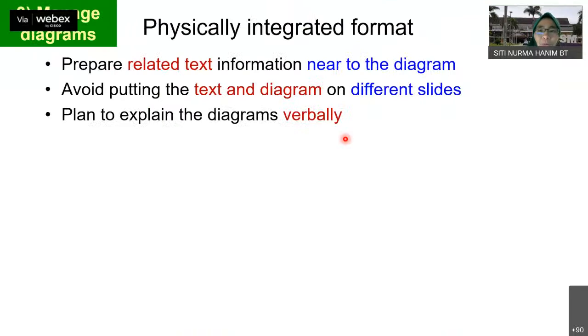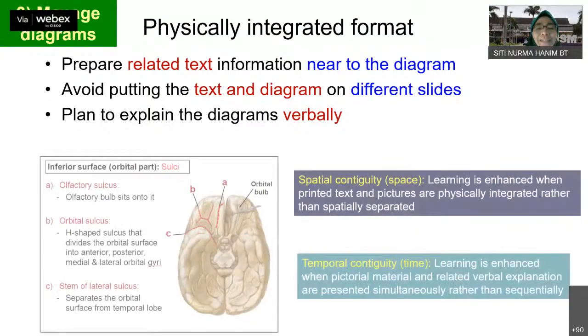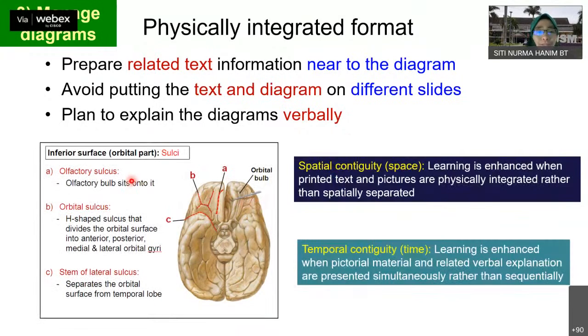So how to do it? Of course, the physically integrated format. I have explained just now, put the diagram with the related text side by side, right? Why? Because this will address the spatial contiguity effect and the temporal contiguity effect. Spatial means that learning will be enhanced when the text and diagram are physically integrated, meaning you put them side by side in your PowerPoint slide. If you split them, the students will have a split attention effect. They have to split their attention between two separated pieces of related information. That will increase the extraneous load.